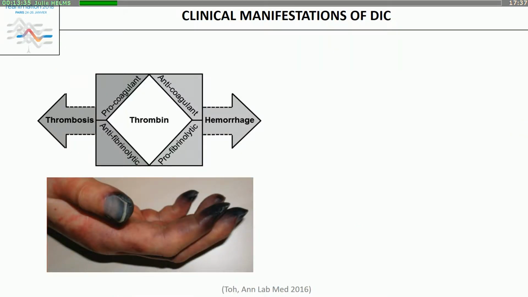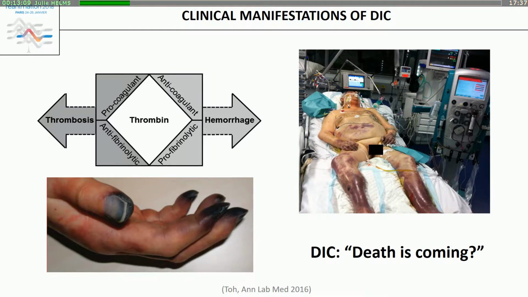Patients with symptomatic DIC may develop 2 types of clinical signs, including bleeding complication and microthrombosis. Microthrombosis are usually visible on fingertips and toes like here, but are also present on microcirculation from organs, leading to organ hypoperfusion, organ dysfunction, and subsequent death.